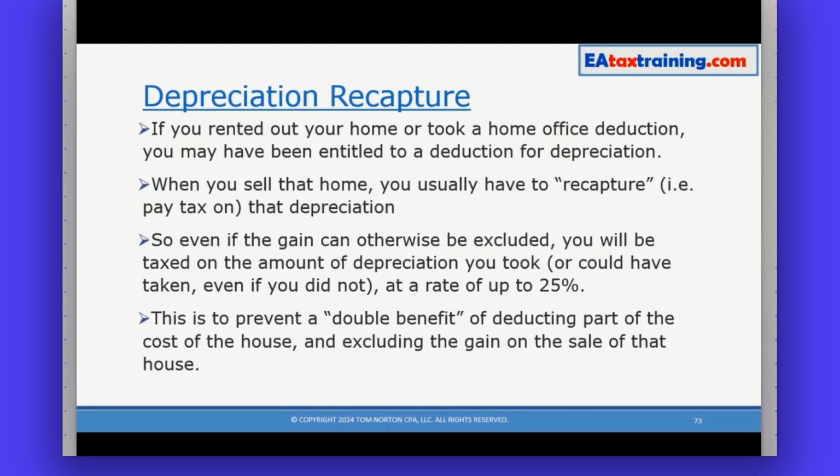So this is the other asterisk item on that capital gains tax chart. It's for depreciation recapture. You're going to pay ordinary tax rates, but the maximum, instead of going all the way up to 37%, is only going to be 25%. And the purpose for this is to prevent a taxpayer from getting a double benefit by deducting part of their house as depreciation and then also excluding the gain on the sale of that house. So this prevents that double benefit.